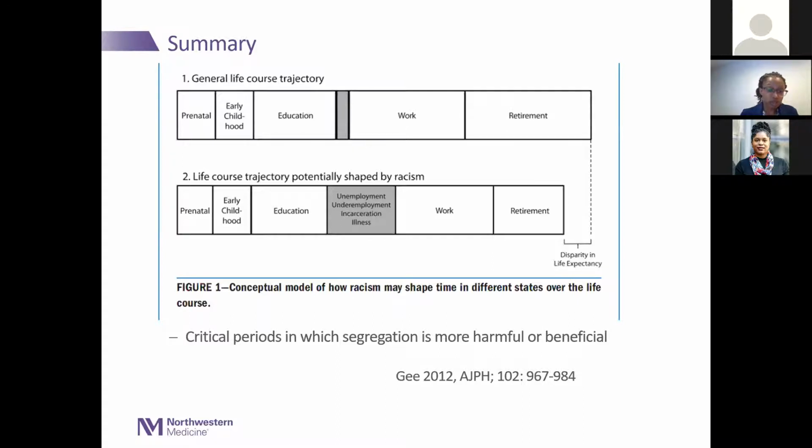Segregation is related to incarceration. So there are things that would truncate the time in education, and also the time in work, and ultimately lead to shortened life expectancy. So really thinking about when that exposure is most critical is a gap in the literature right now.